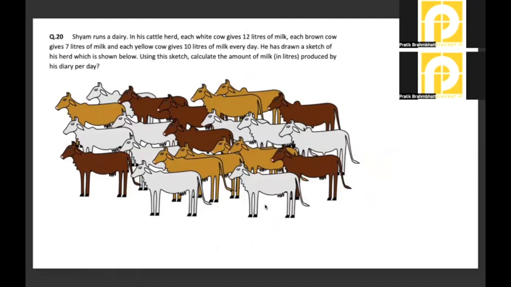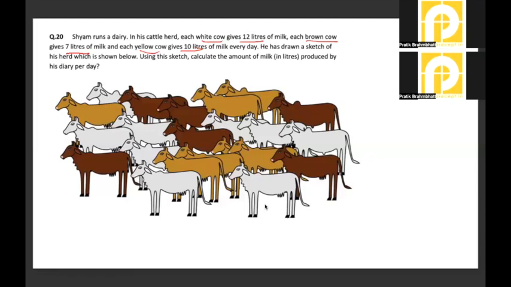Here, what we are provided is there's this guy Shyam who runs a dairy. In his cattle herd, each white cow gives 12 liters, each brown cow gives 7 liters, and each yellow cow gives 10 liters of milk daily. He had drawn a sketch of his herd, which is shown below. Using the sketch, we have to calculate the amount of milk produced by his dairy per day.